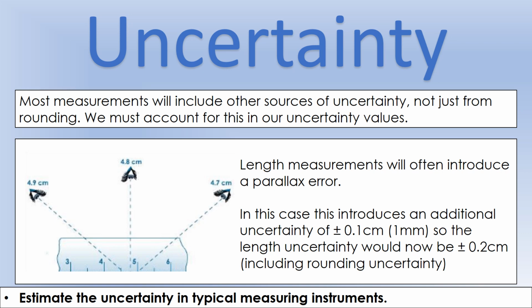We might introduce more if we're not able to get the ruler right next to something. If our ruler's a bit further away, that might introduce some more uncertainty. If we're trying to measure a curved shape, that might introduce more. But for most standard length measurements, these are the two uncertainties that we have to factor in.